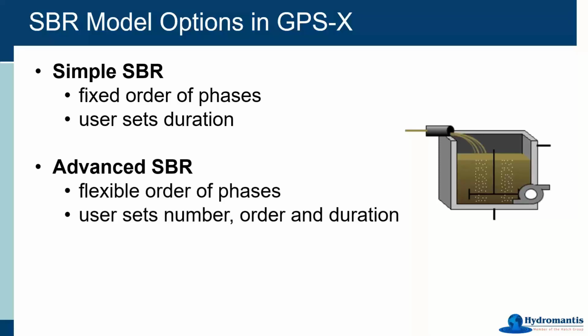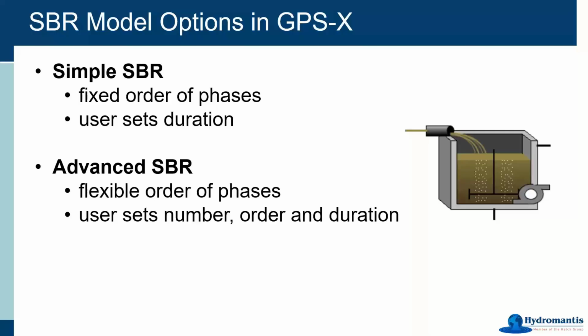The advanced SBR is basically the same thing, except you now have a much more flexible order of phases. You can set the number of phases in your cycle. You can set the order in which you want things to happen, and then also the duration, as you would in the simple SBR. For the simple SBR, you're in a fixed order. It fills and then aerates and mixes, then it settles, then decants, and then wastes. With the advanced SBR, you can put that in whatever order you like.